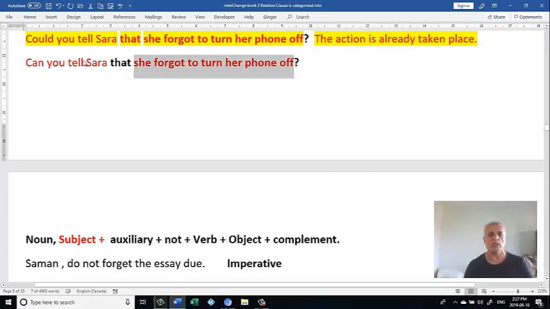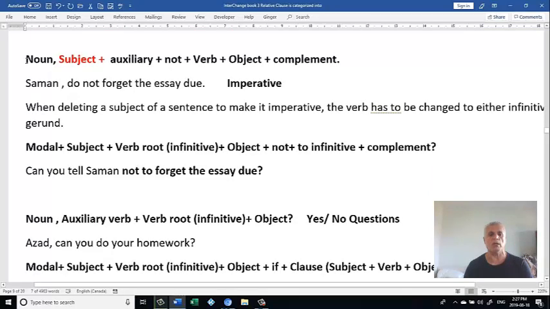If you remember, we said because auxiliary, then the subject, then the verb, then the object, then connecting that 2 clauses. She forgot to turn her phone off. Sometimes we say her cell phone off. Let's go to the other one.